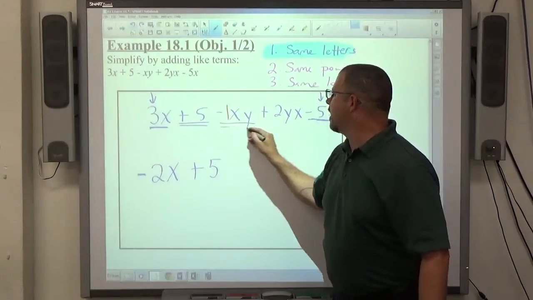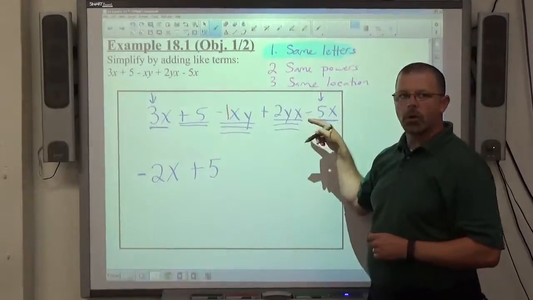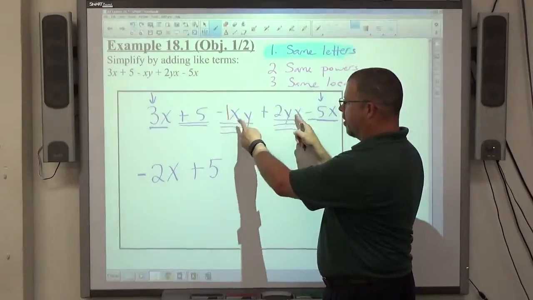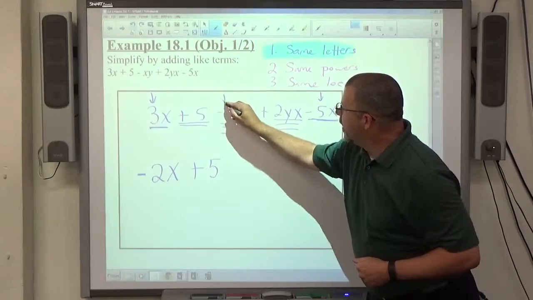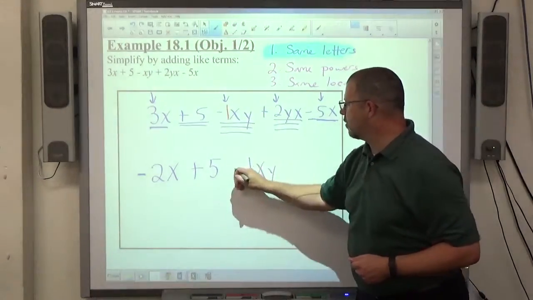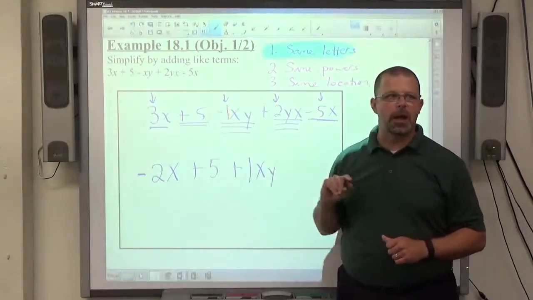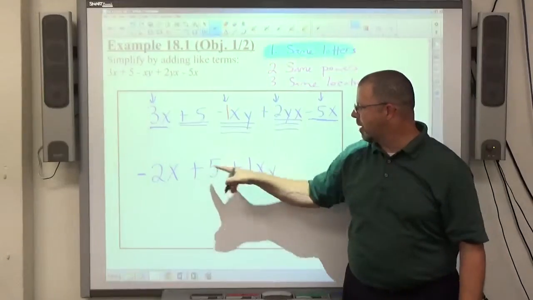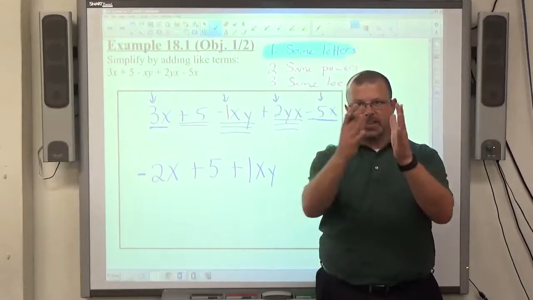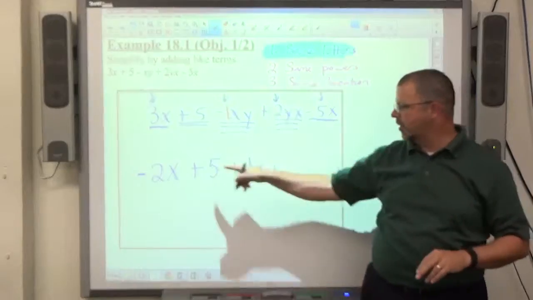And then we got negative 1xy, positive 2yx. And this deals with what Amber was asking. What about the order? The requirement's the same letters. Doesn't it say anything about order? So x and y, both of those. Negative 1 and positive 2 are opposite signed objects. 2 is bigger than 1, so it's positive. Every term after the first term has to have a plus or minus in front of it based on its sign. This 5 was positive, this 1xy was positive, they both get pluses. If you give me negative 2x space 5 space xy, that's not the right answer. You have to have pluses or minuses in between.